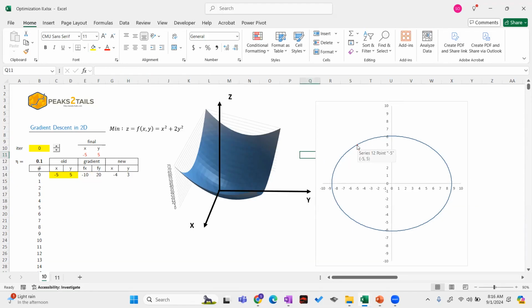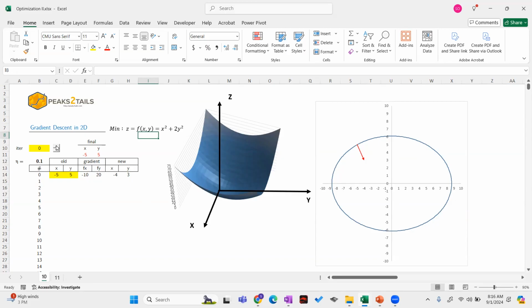Now -5, 5 would be on a particular level curve, right? And you can calculate the height there, -5 square plus 2 times 5 square, whatever that is. This entire level curve shares the same height. The direction of movement is perpendicular to the level curve. You can see the 90 degrees, you can feel it. It's almost perpendicular, right? That's a theorem. So the direction of the gradient would be perpendicular to the level curve. So this is our new point.